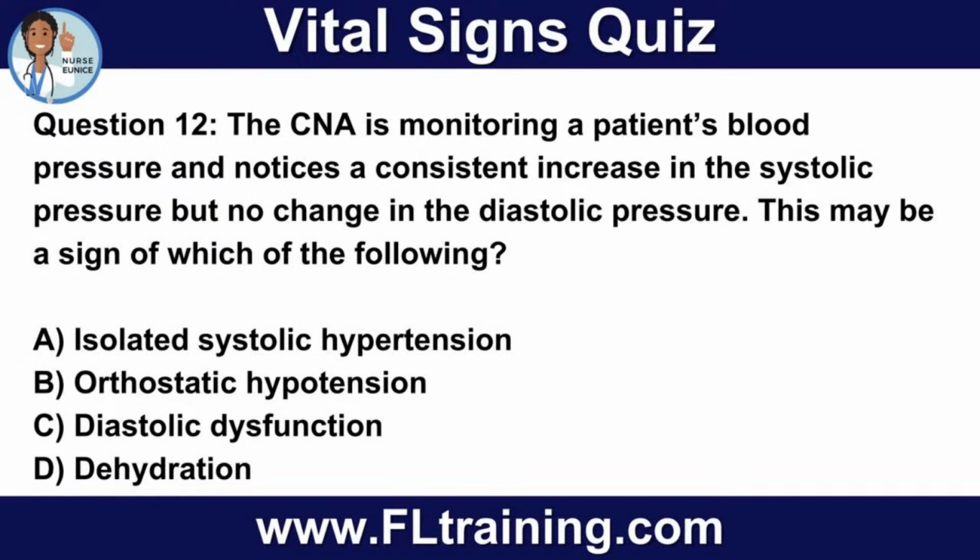Question number 12. The CNA is monitoring a patient's blood pressure and notices a consistent increase in the systolic pressure, but no change in the diastolic pressure. This may be a sign of which of the following? Is it A, isolated systolic hypertension, B, orthostatic hypotension, C, diastolic dysfunction, or D, dehydration? Only the top number is elevated. Only the systolic is elevated. So this may be a new term for you, but I want you to be made aware of it. What do you think the correct response is?